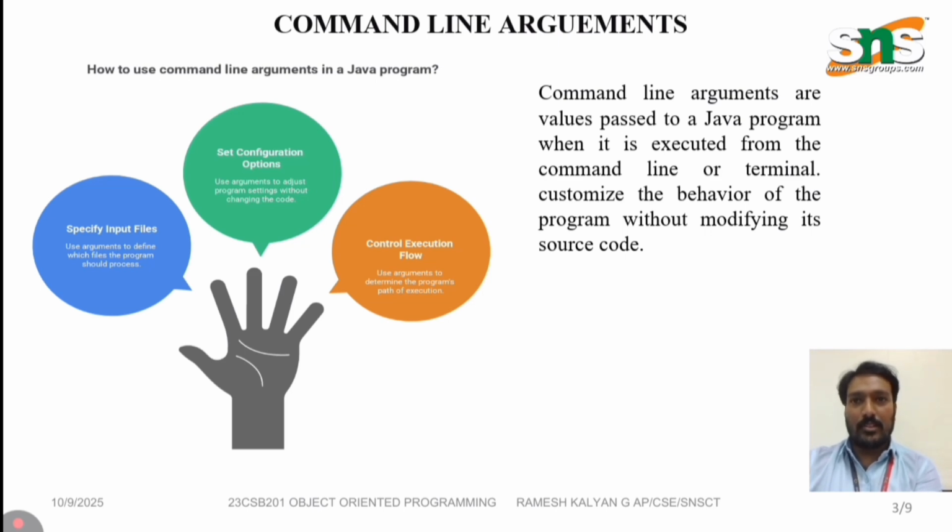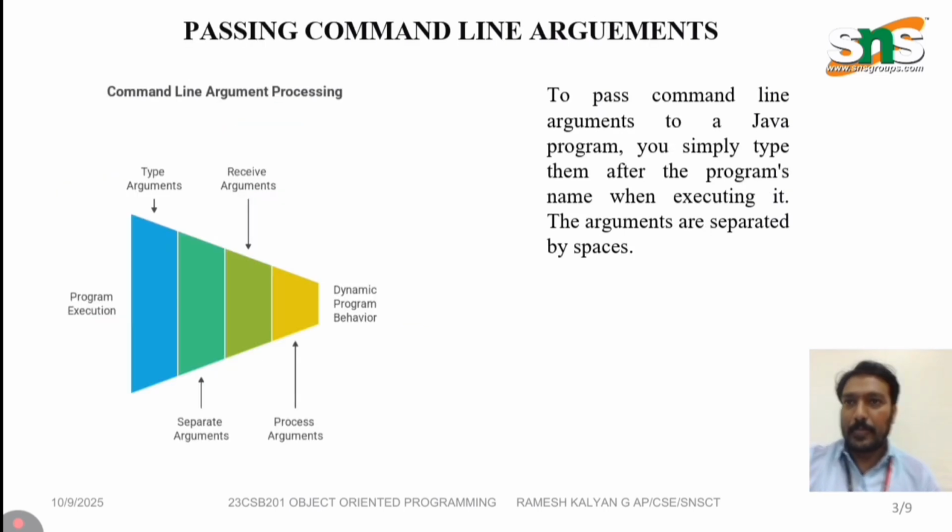So command line arguments are values. As we saw previously, command line arguments are the values that are passed to the Java program when it is executed from the command line or the terminal. The main feature of command line arguments is that, without changing the structure of the program, we can add the input and get the output accordingly. The Java program takes all the arguments we give as strings and produces the output respectively.